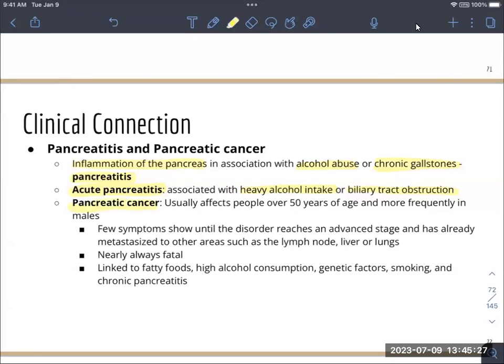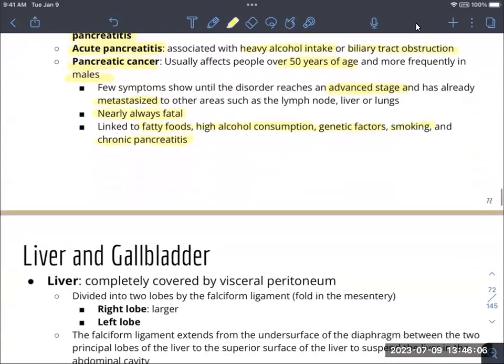Pancreatic cancer is usually found in people over the age of 50, and this is something that is found more common in males. Unfortunately, we don't always find it until they are in their advanced stages, where it is again already metastasized, traveled somewhere else. Unfortunately, pancreatic cancer is almost always fatal. Risk factors include fatty foods, high alcohol consumption, sometimes genetic, smoking. Chronic pancreatitis can also play a role in pancreatic cancer.